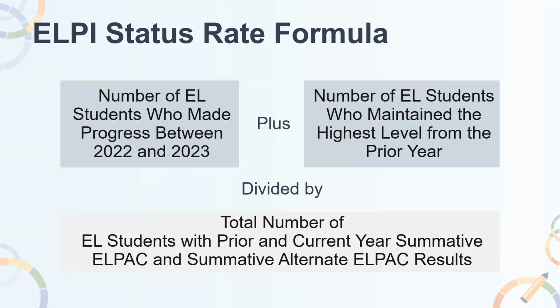Using the definitions of making progress on the summative LPAC and the summative alternate LPAC described in the previous slides, the LP status rate formula is as follows: number of EL students who made progress between 2022 and 2023, plus the number of EL students who maintained the highest performance level from the prior year, divided by the total number of EL students with prior and current year summative LPAC and summative alternate LPAC results.